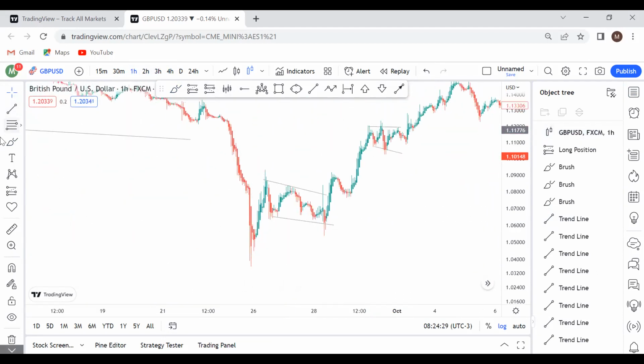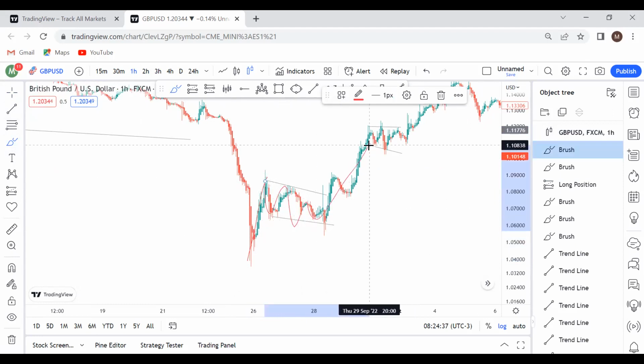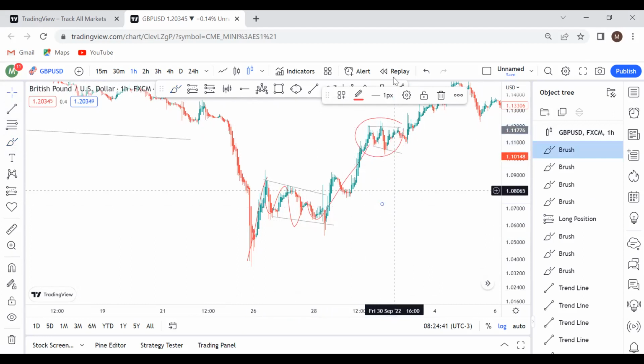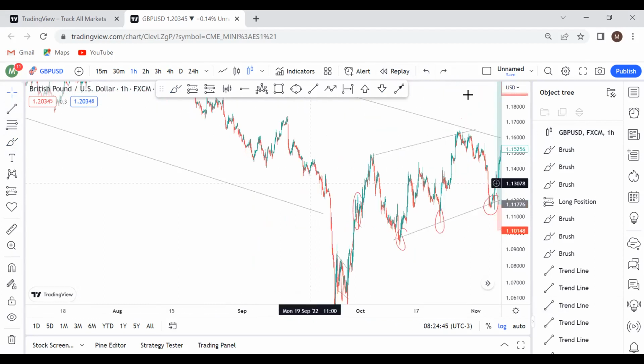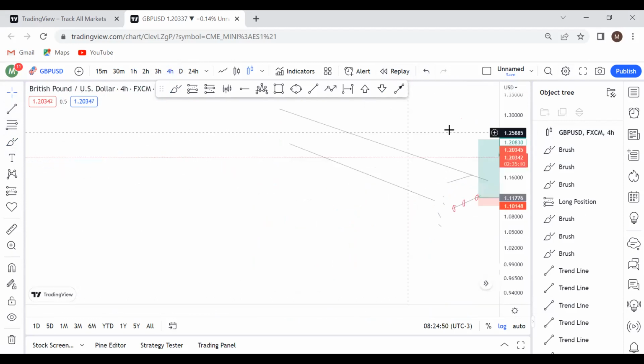So you can see we have a similar structure, which was an impulse and a correction to the upside. So same thing here. The market will always repeat itself, so you really need to identify these simple formations.